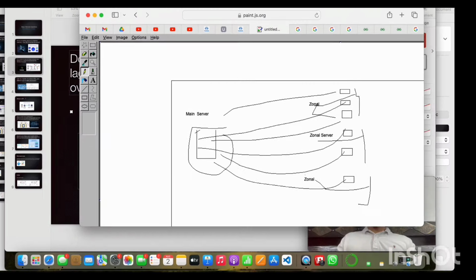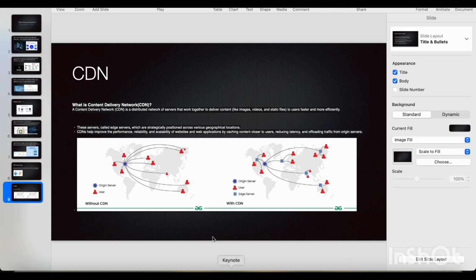Now see what they are saying. A content delivery network is a distributed network of servers that work together to deliver content like images, video, and static files to users faster and more efficiently. These servers are called edge servers, which are strategically positioned across various geographical locations. So these are the main concepts of how they reduce the latency time and the load on the server, so they are able to handle 130 million or 140 million users at a time.